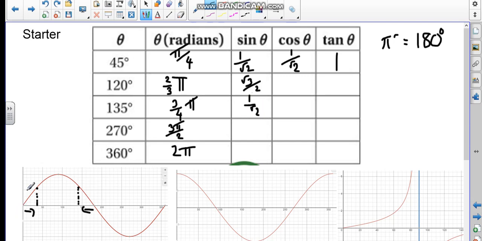Now, 270 is this point here. There's nothing else like it. It is just minus 1.